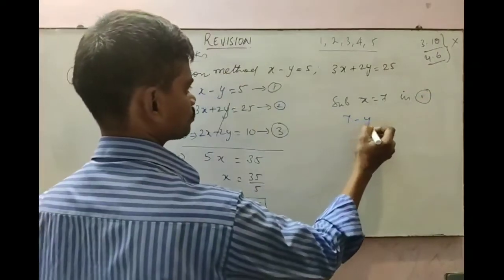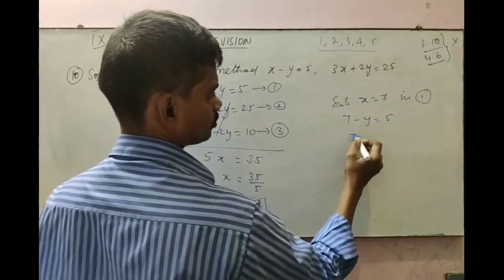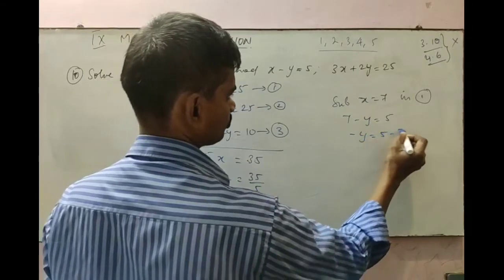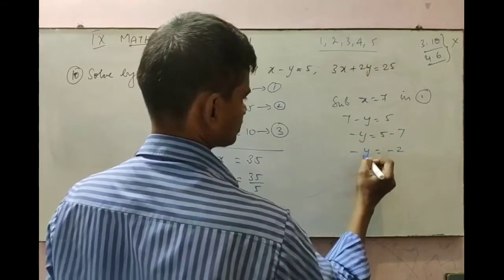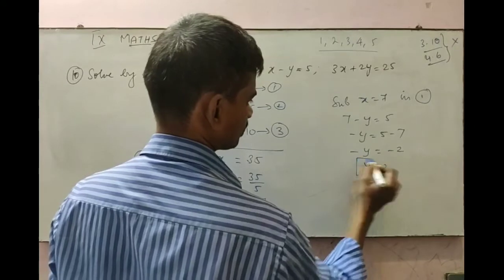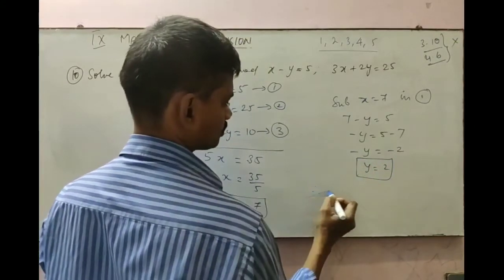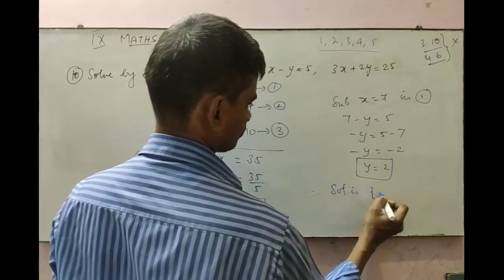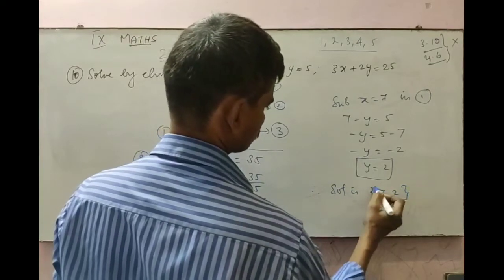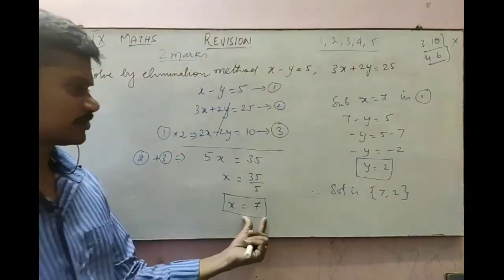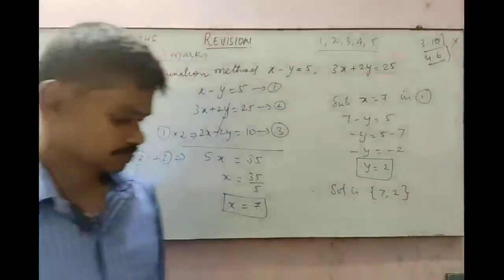Here 7 minus y equal to 5. So minus y is equal to 5 minus 7, which is minus 2. Minus y is equal to minus 2. So y is equal to plus 2. So therefore the solution is 7, 2. So the value of x is 7 and the value of y is 2.